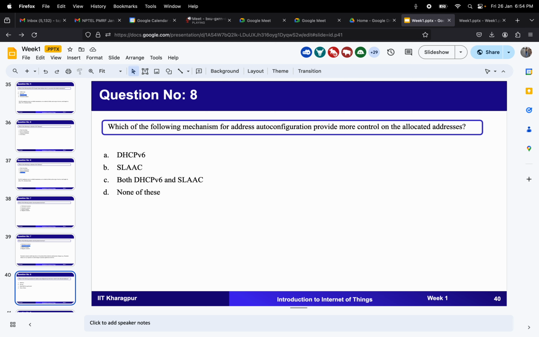Next question is, which of the following mechanism for address auto configuration provide more control on the allocated addresses? Options are DHCP v6, SLAAC, both DHCP v6 and SLAAC, none of these.